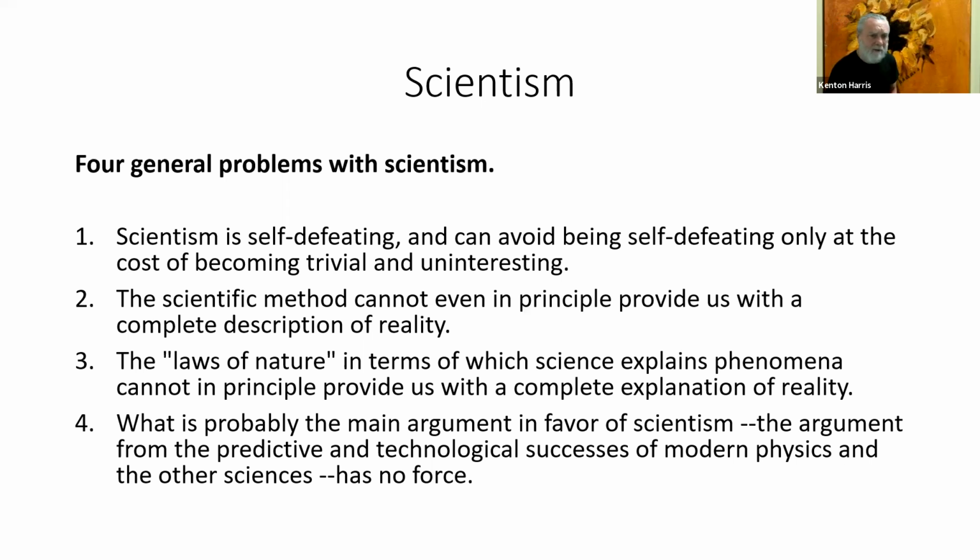Then his second claim is that the scientific method cannot even in principle provide us with a complete description of reality, that reality is simply too rich, too varied to be captured by the empirical sciences alone. He's not saying that the empirical sciences can't capture some aspect of objective reality. He certainly thinks it does. He just doesn't think it can capture all aspects of reality, and therefore an inquiry into the nature of reality has to be broader than science if it's going to capture these other elements of reality.